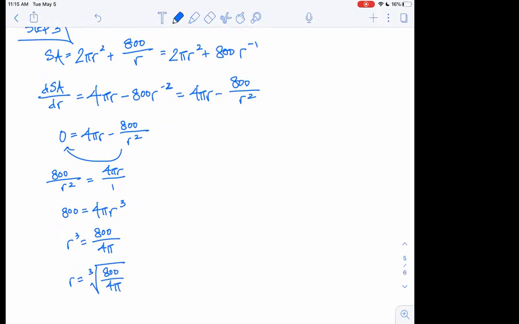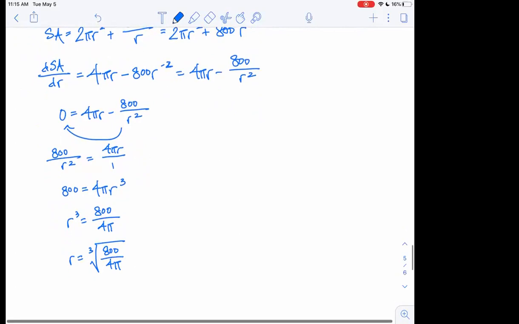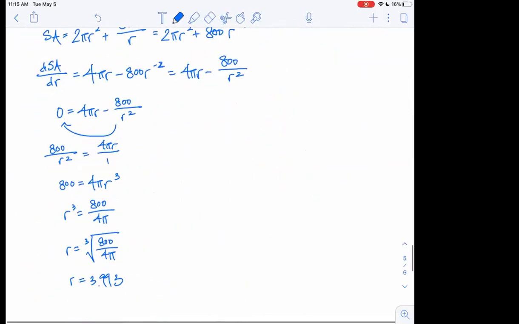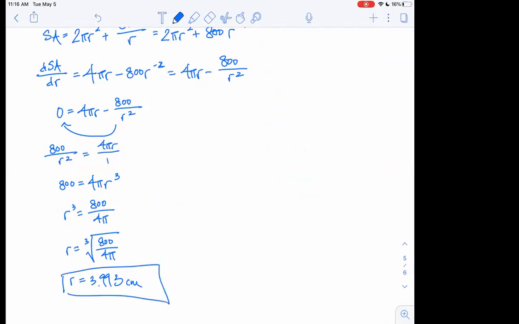And now I'm going to take the cube root. And let's turn that into a decimal, just so we can get an idea on the dimensions. And it looks like it is 3.993. And what are our units again? Centimeters. Centimeters for the radius. Okay.